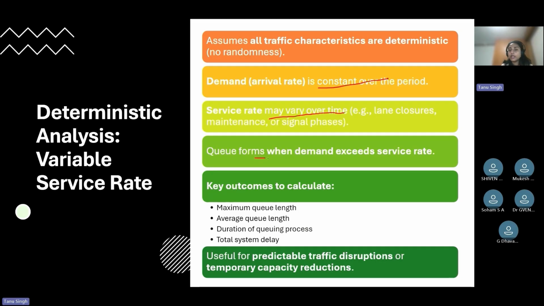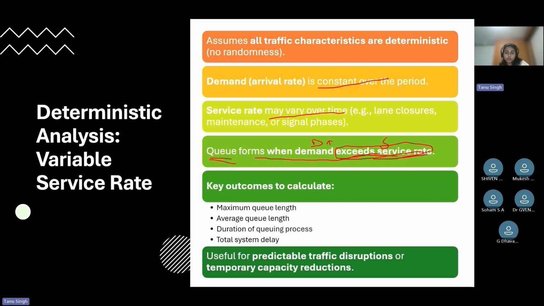Now Q forms when demand exceeds the service rate. We have already discussed that whenever the demand is more than the capacity or the service rate, there will be a Q. Service rate comes into the picture when we talk about infrastructure such as a toll plaza. In a toll plaza, Q depends upon the service rate of the toll plaza.